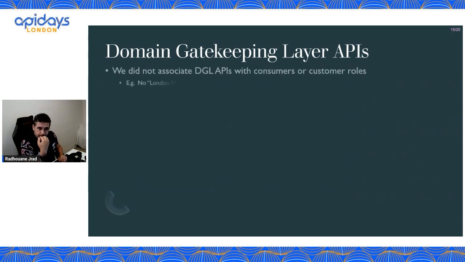Now, if you noticed, we talked about a domain gatekeeping API. We're not talking about a specific consumer. We don't say this experience API, or this gatekeeping API, is to deal with the London market, okay, with Coca-Cola, with Pepsi, no.